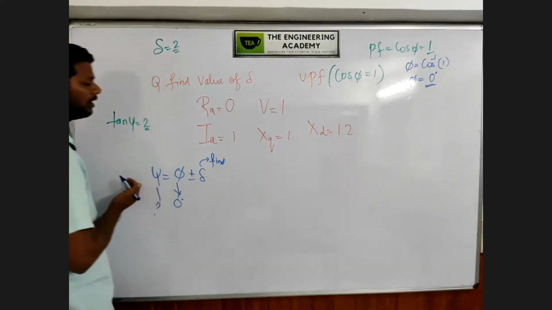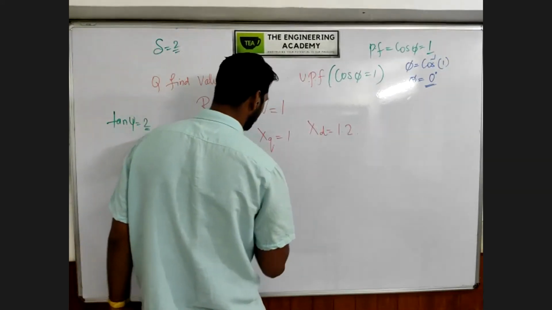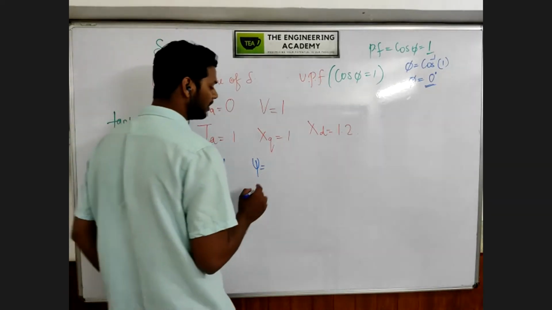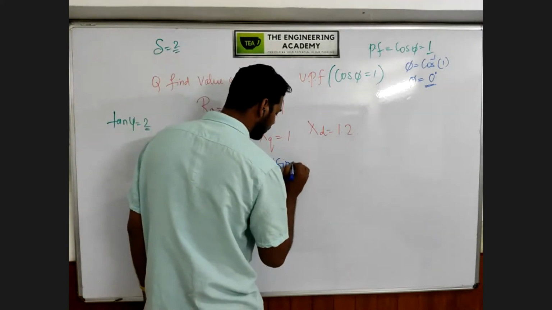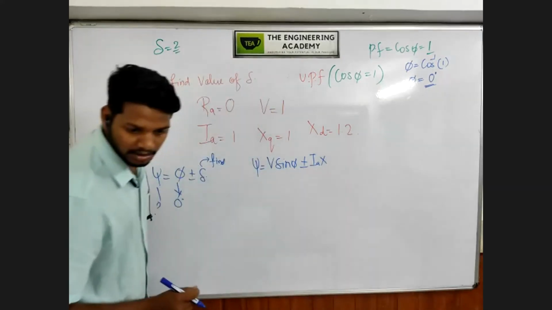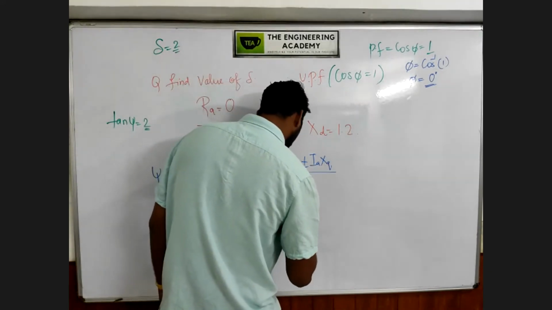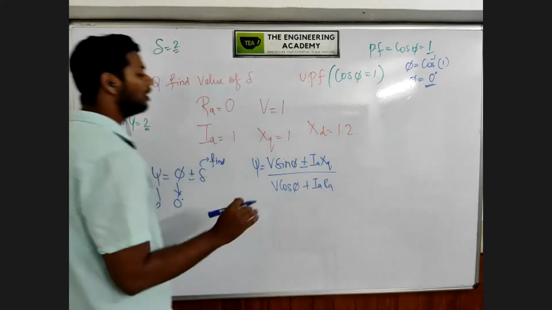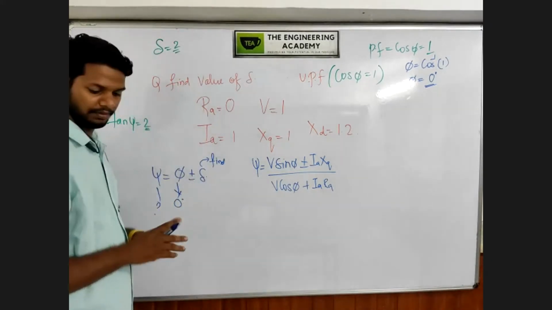So okay, you can find the value of psi. How can you find the value of psi? I told you the formula for psi. What was the formula I told you? tan psi is equal to (V sin phi plus or minus Ia Xq) divided by (V cos phi plus Ia Ra), if I am not wrong. All the parameters are given in the question.